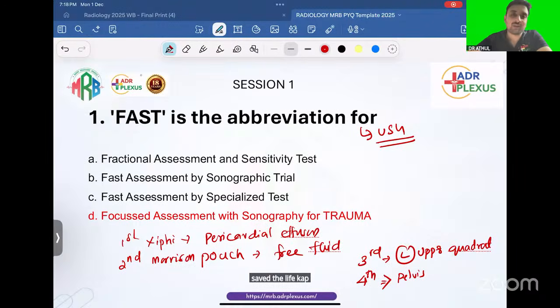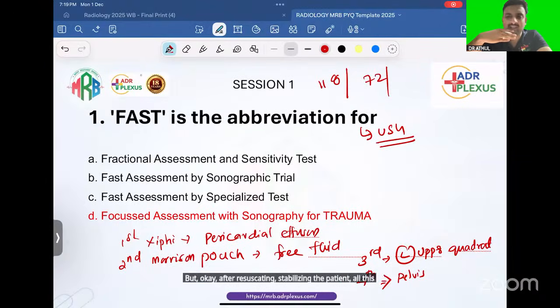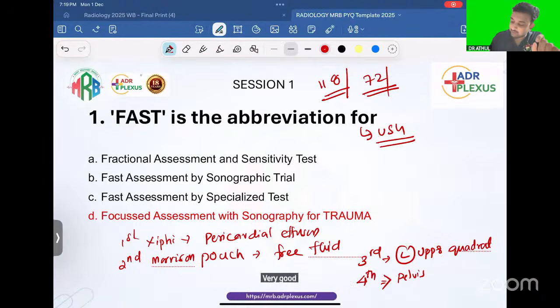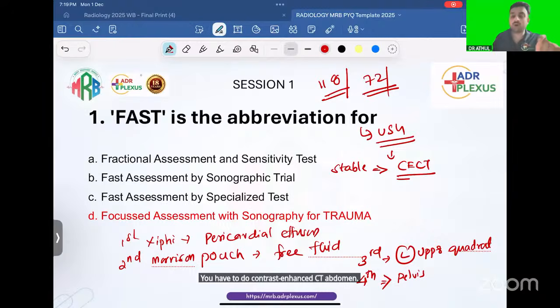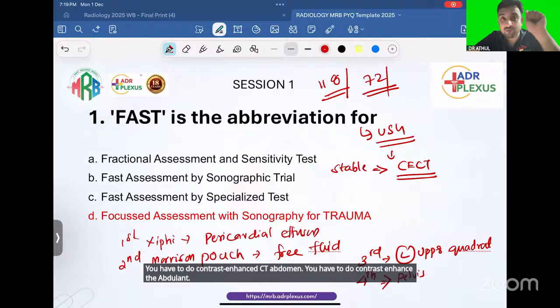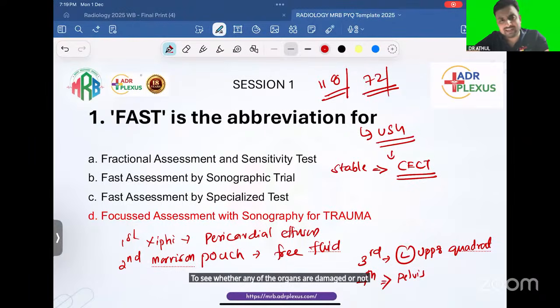And next, what will you do? Imagine the BP of the patient is 118 and pulse rate is 73 or 72. What will you do? Okay, you will resuscitate. But after resuscitating and stabilizing, the patient is already stable. So the BP is stable, vitals are stable, pulse rate is stable. So first you will do FAST. If the patient is stable, you have to do contrast enhanced CT abdomen to see whether any of the organs are damaged or not, like liver, spleen, pancreas, kidney, anything.